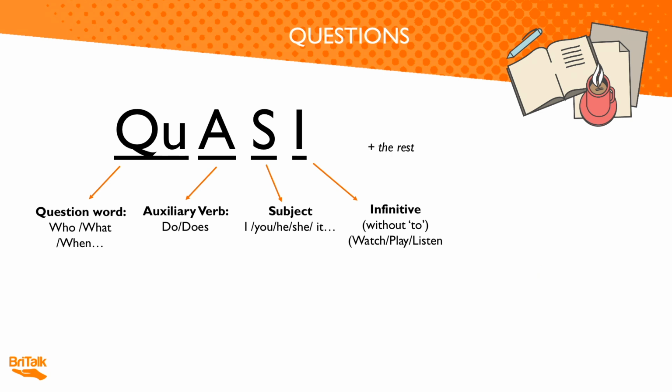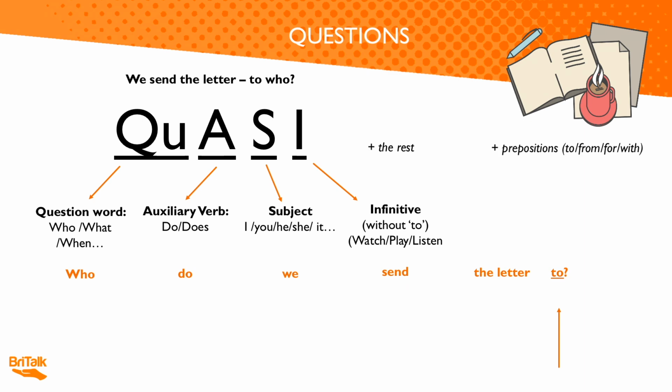So just to look at one final example, we send the letter to who. So our question word, who, goes at the beginning, auxiliary verb do, subject we, infinitive send, then we have the rest, the letter and the preposition to. So our prepositions in questions in English go at the end of the question. So prepositions such as to, from, for, with, these all go at the end of the question.